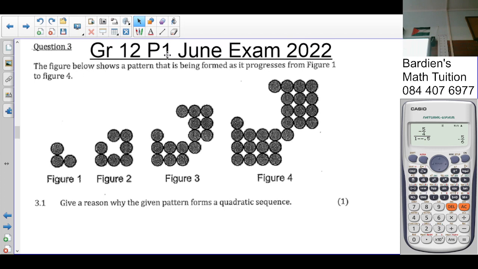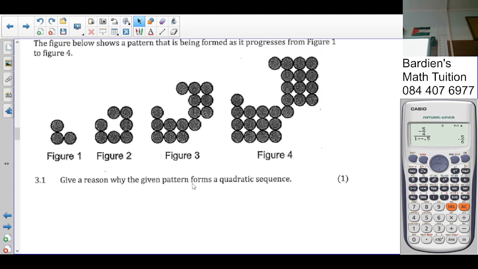Question 3. We are told the figure below shows a pattern that is being formed as it progresses from figure 1 to figure 4. It says, give a reason why the given pattern forms a quadratic sequence. Why does something form a quadratic sequence? It has a second common difference. So the answer is it has a second common difference.